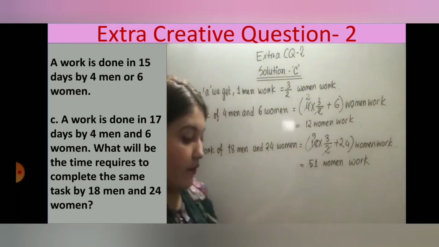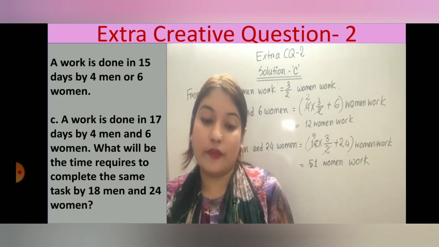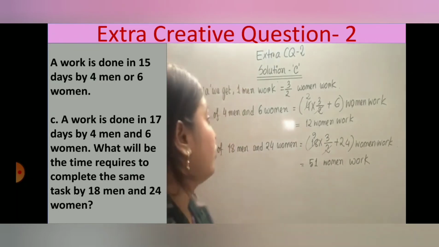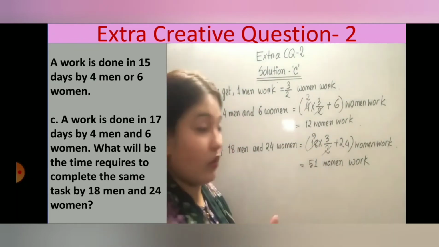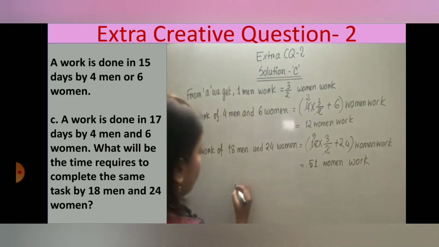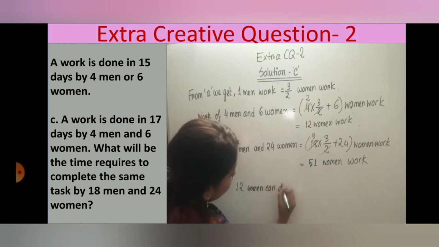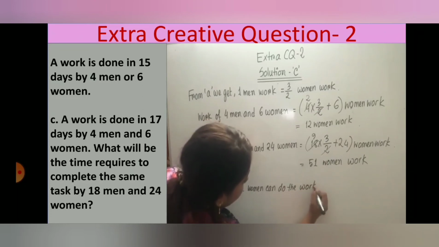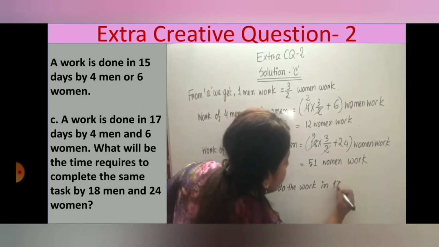So, now we will find out the answer. Here in the question, it is given that 4 men and 6 women can do the work in 17 days. So, 4 men and 6 women is equal to 12 women. So, can I write like this? 12 women can do the work in how many days, students? Yes, 17 days.